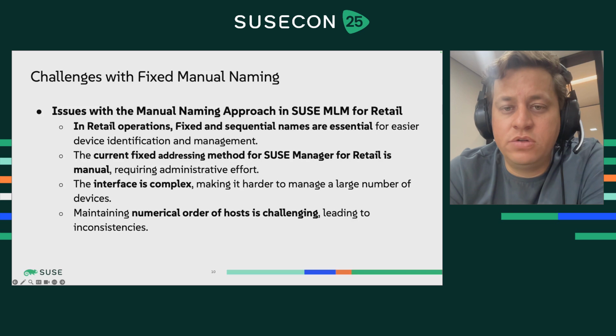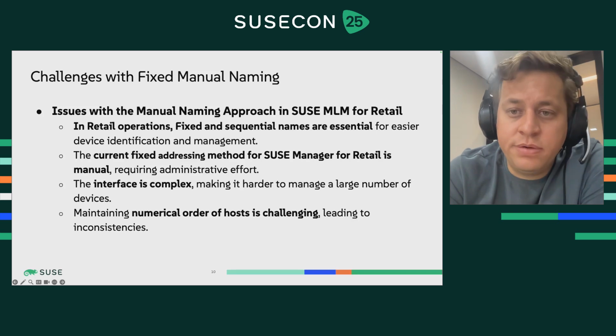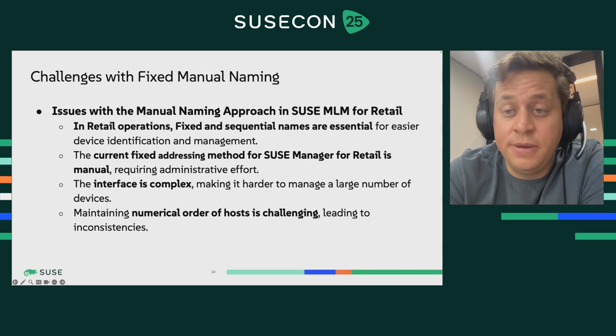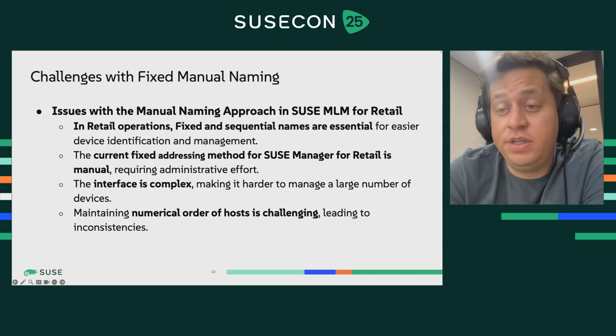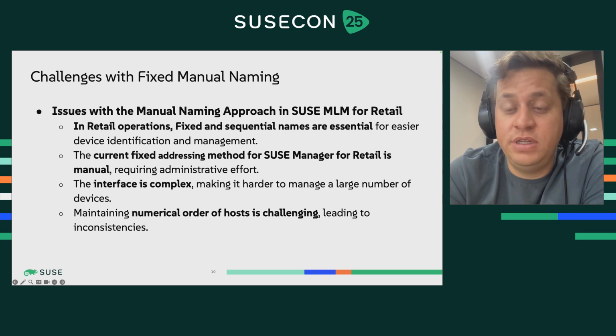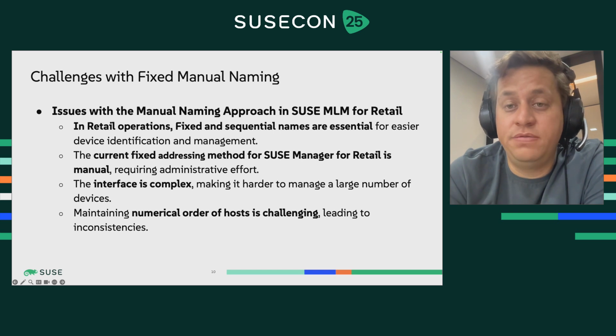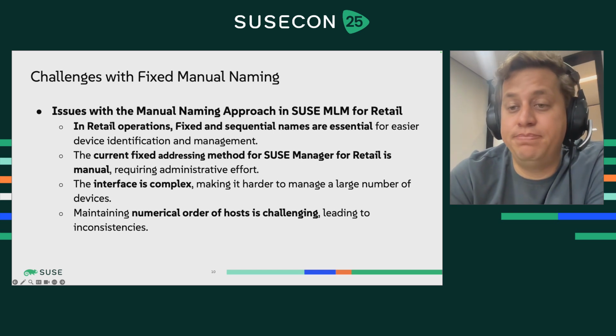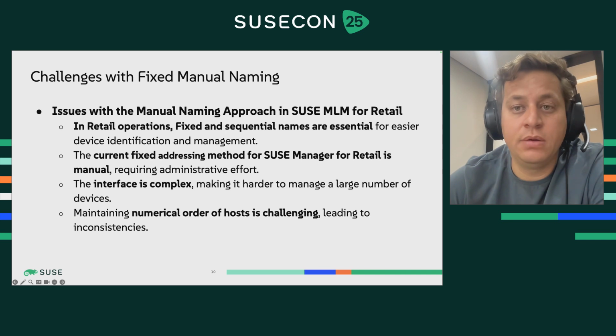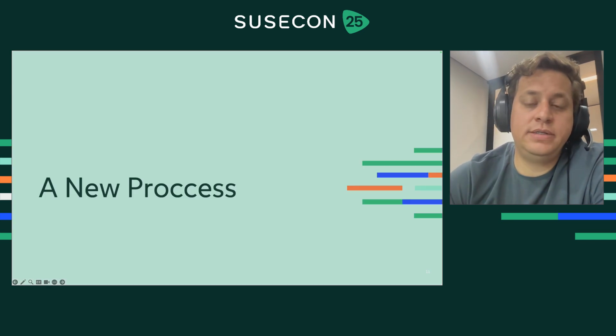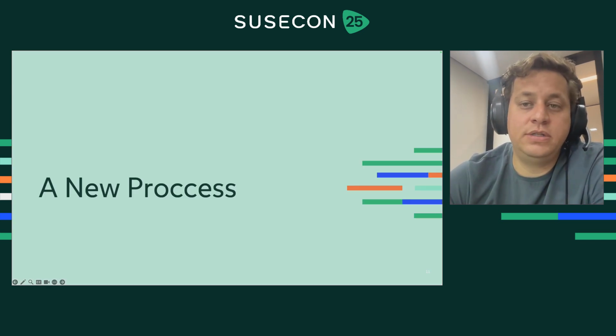Okay, and also maintaining a numerical order of the hosts is challenging because the formula interface does not have an order bar or some filters that can help the user arrange the order of the POS hosts. Okay, so let's see the new process that we delivered for this customer.